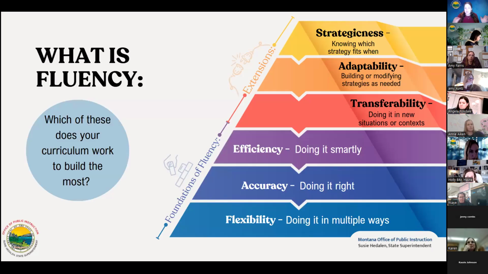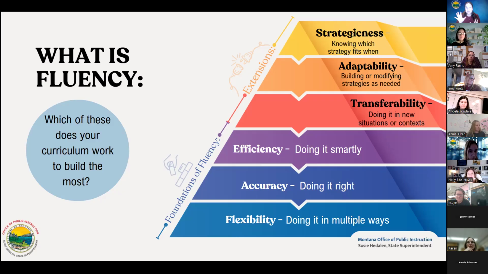I was trying to think of it as a hierarchy. So I threw these skills from that definition into the hierarchy. And we have these foundational pieces. They're that flexibility, accuracy, and efficiency. So can they do it in multiple ways? Can they do it the right way? And then can they do it the smartest way, right? Smart being relative, but those are the foundation pieces.